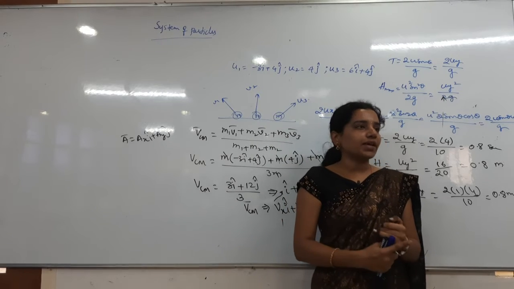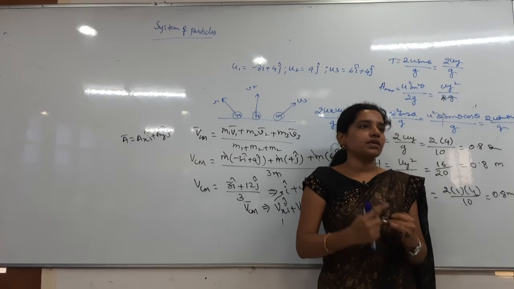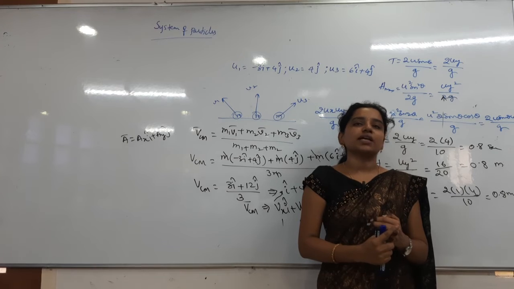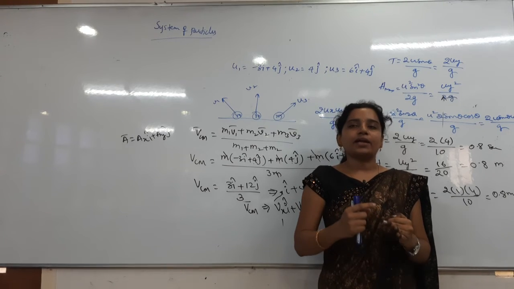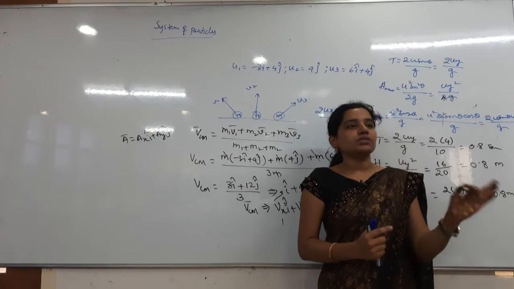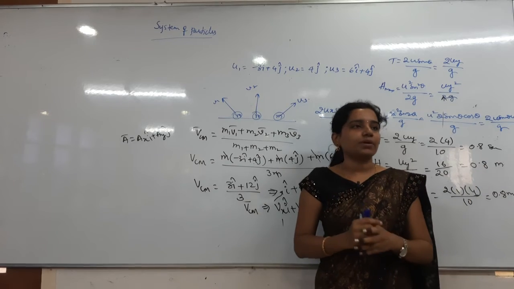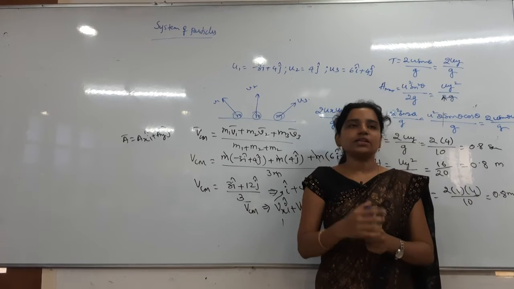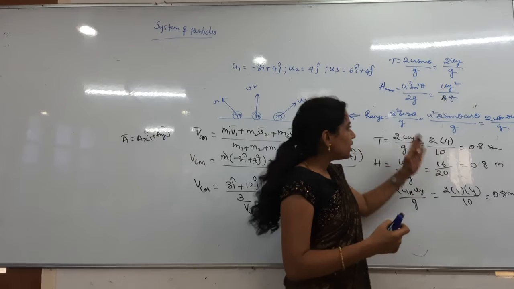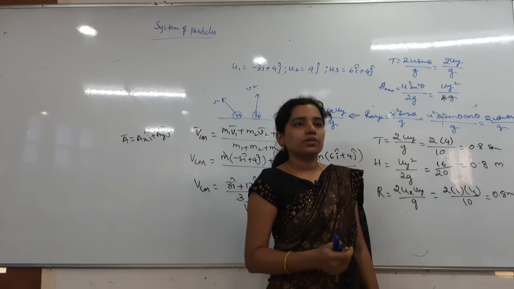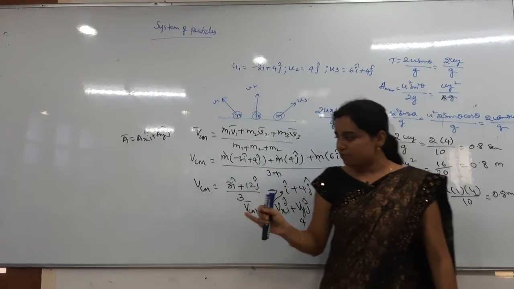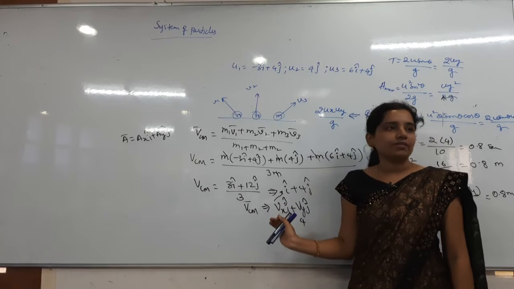That is, time of flight is 2u sin theta by g, maximum height is u square sin square theta by 2g, and range is u square sin 2 theta by g. These are the 3 different formulas. With these thetas and all you will not get the answer now. You have to get the main idea that I have only the vx and vy components.